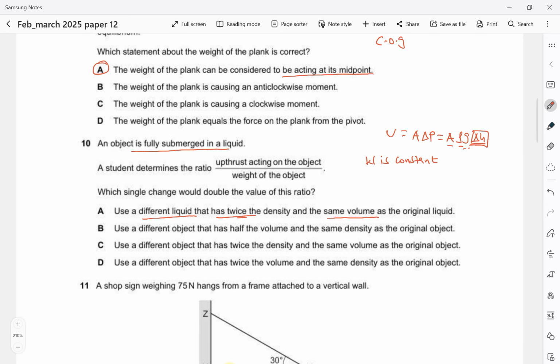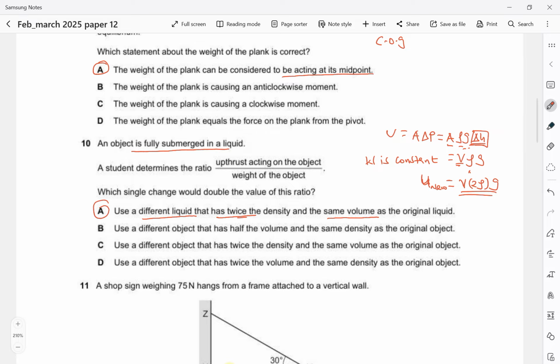So if it has twice the density but the same volume, the same volume means area and depth, that is volume, so that is V times density times g. So same volume but twice the density, it means the new upthrust will be equal to V times twice the density times g. So it means it is going to be twice. So the answer is going to be A.